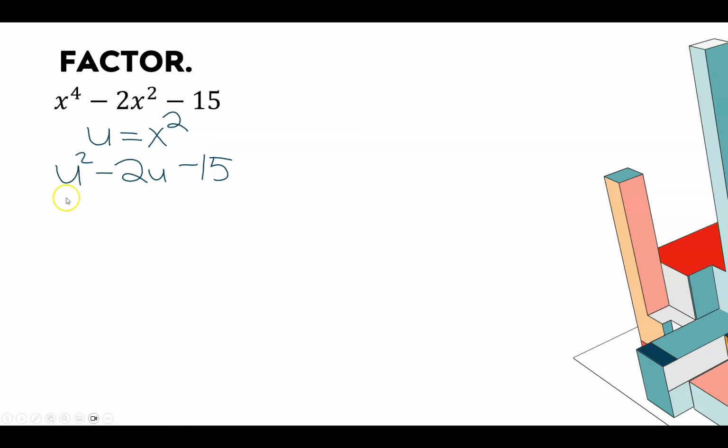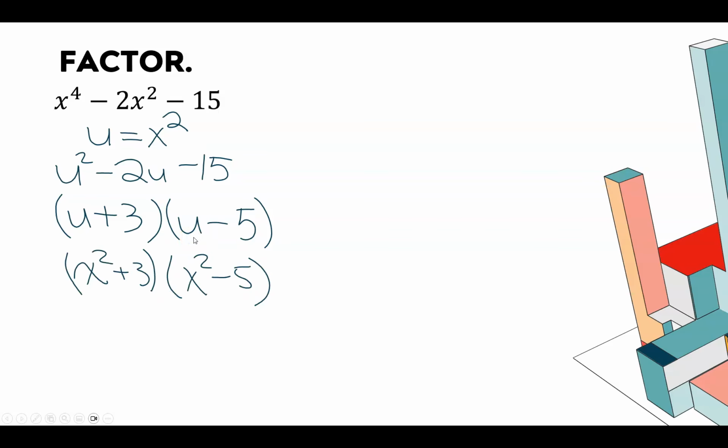So we just want u minus 5 and u plus 3 as those linear factors. Now, of course, we're not done. We made up u equals x squared, so we need to replace each of these u's with x squared. x squared plus 3 and x squared minus 5 are the factors.